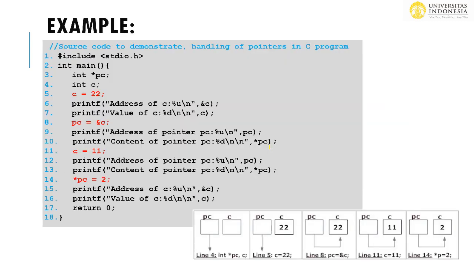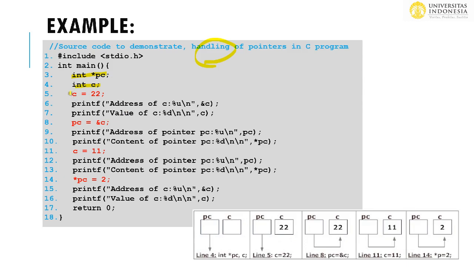Okay, let's see an example. This is source code showing how to handle and put data, and also explaining the difference between a pointer and an ordinary variable. In this case, you have one pointer, PC, and one ordinary integer variable, C, and these two kinds of variables can be connected using an assignment later on.